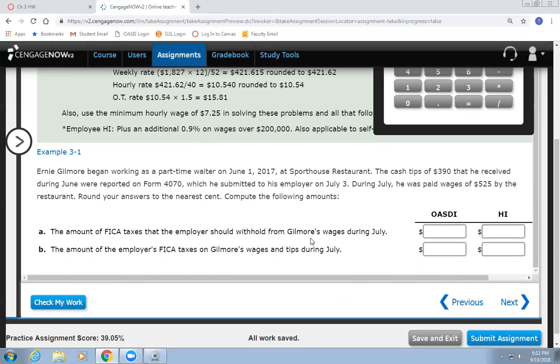So really, tipped employees aren't hard to handle. We just have to add what they've reported in tips plus their weekly earnings to get their total taxable income. And then the same rates apply.